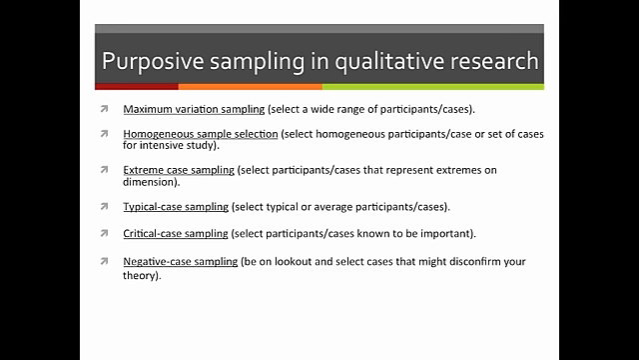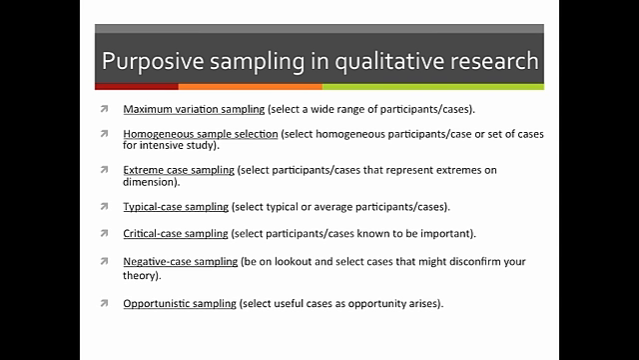With negative case sampling, qualitative researchers are on the lookout for cases that might disconfirm their theory. So, this is what I think is the common or typical case, but I also want to understand the exception to the rule. And sometimes researchers just use opportunistic sampling, as cases come about, as opportunity arises.